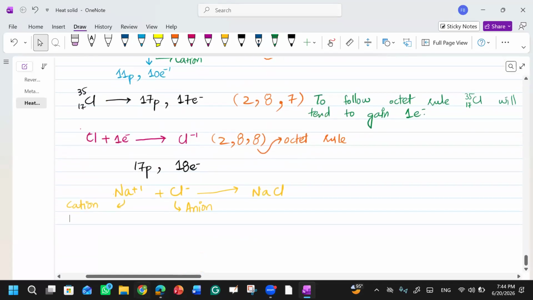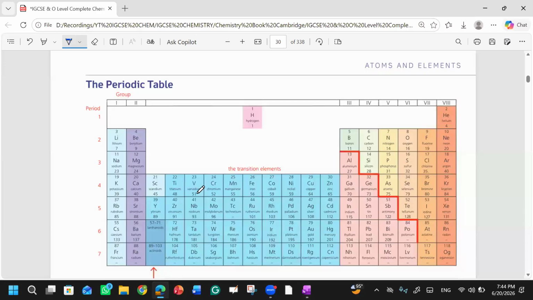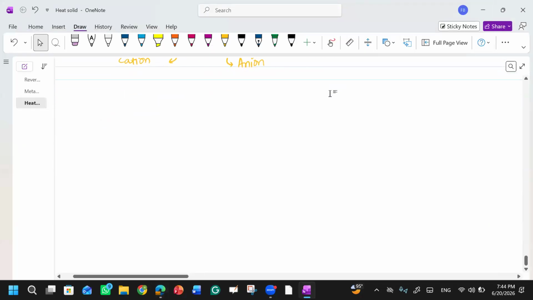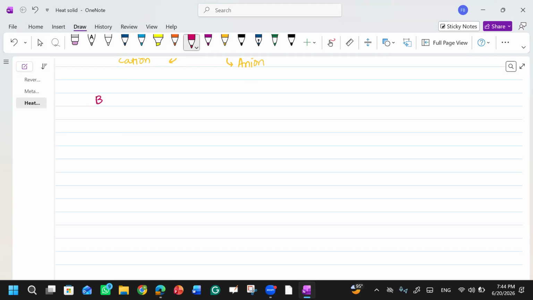Okay. Let's take another example. For example, we have beryllium and chlorine. Now you will tell me what will happen in this. I want to make the bond of the beryllium with the chlorine. Firstly, tell me what is the atomic number of the beryllium and what is the mass number. Beryllium is in the group number 2. Check what is the atomic number.